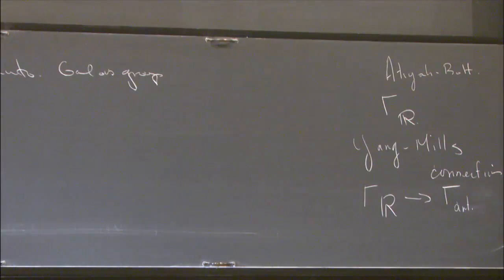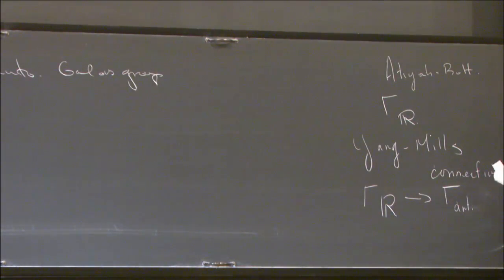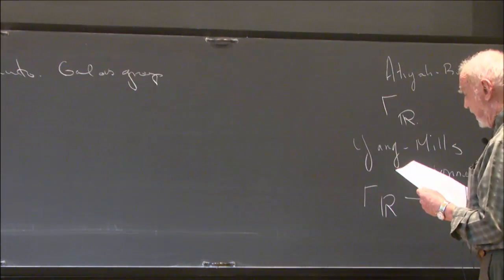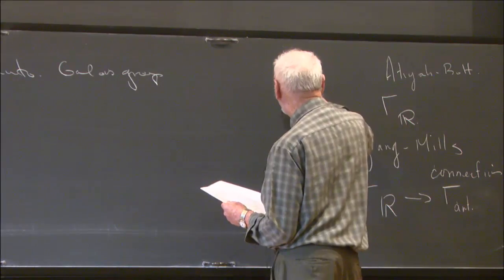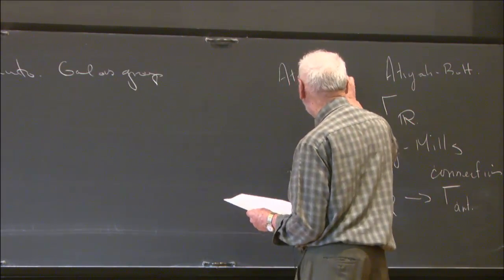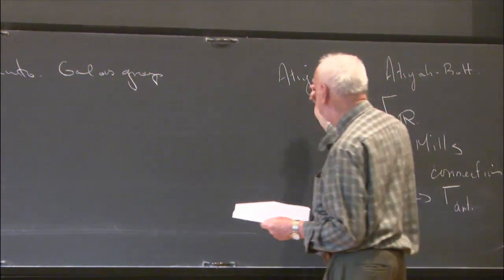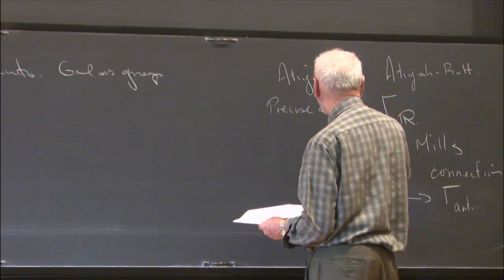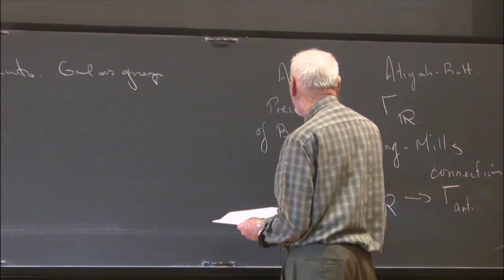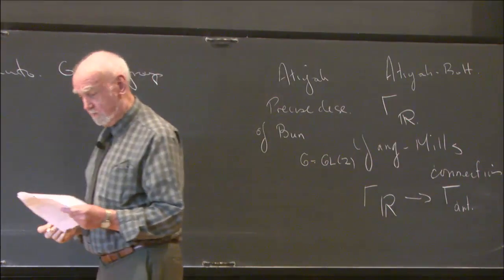So I won't mention this connection with Yang-Mills, but it's certainly there. Now, the second paper to which I refer is, odd enough, another paper of Atiyah, and he actually gave a precise description of Bun_G, where G equals GL2, which is the only case in which I really know everything.